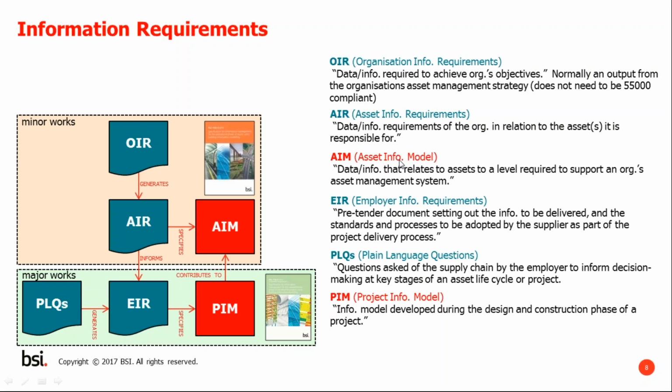So here we have the diagram of the principal documents within, or the output documents and outputs of PAS 1192 and PAS 1192 Part 3. So we start off with the OIR. So the OIR is the equivalent to the PLQ, or the plain language questions that are part of PAS 1192 Part 2. So what the OIR describes are what are the key strategic objectives of an organization.